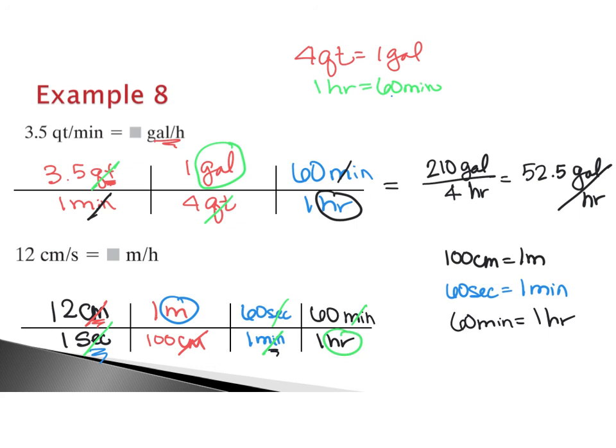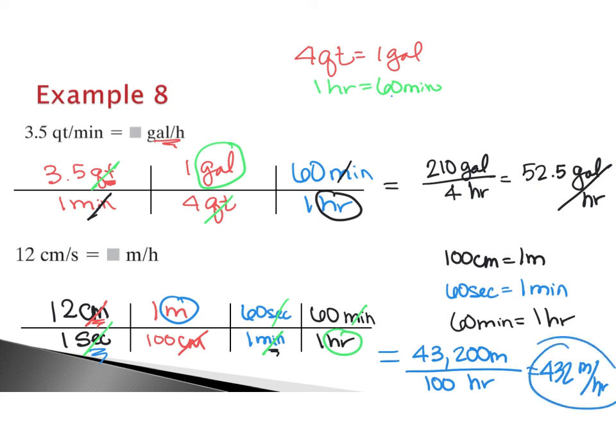So now I'm going to go ahead and do the math part. When I multiply this, I have 12 times 1 times 60 times 60. This is going to give me 43,200 meters. Then I have 1 times 100 times 1 times 1. So this will give me 100, and my unit on the bottom is hours. So when I simplify this, this will give me 432 meters per hour, and that will be my final answer.